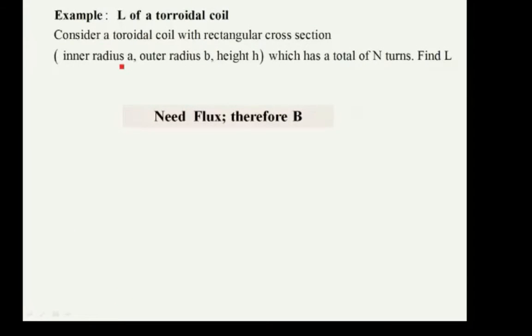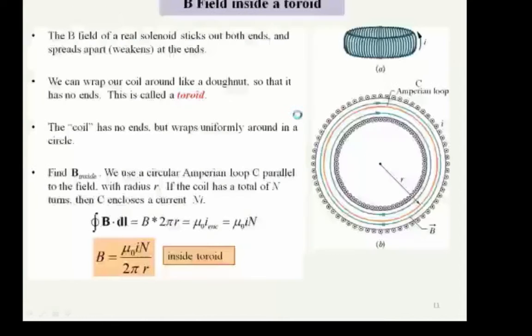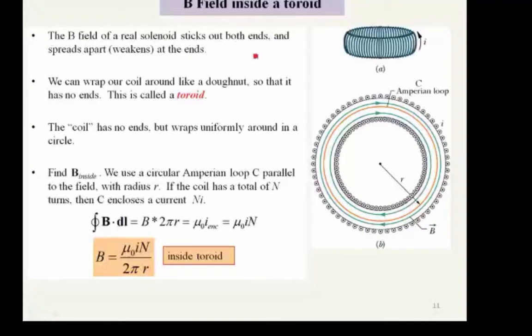So now let's look at the L of a toroidal coil. So we have a toroid with a rectangular cross-section which has an inner radius A, outer radius B, and a height h. And it has a total of capital N turns. So find L. Well, for that we need the flux inside of the toroid, and so we need B. And fortunately, this is a slide from one of the earlier talks. We know the B field inside. This was the derivation, all of this.